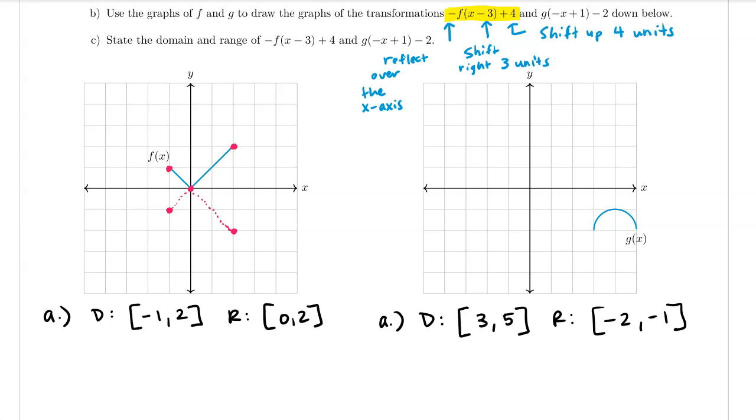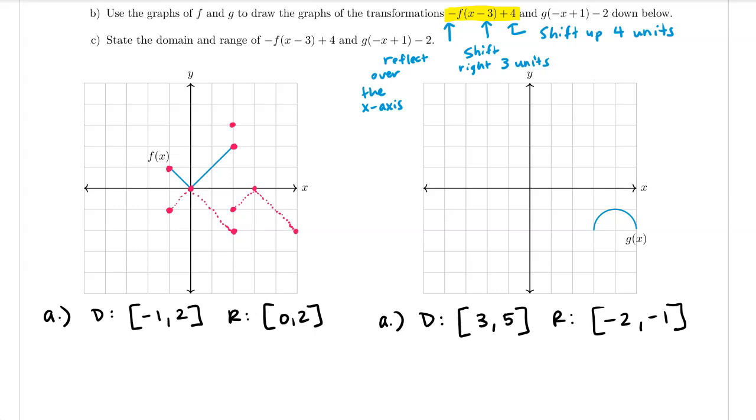So I'm taking all of my points of interest and I'm mapping them so they shift right 3 units. So I'm going to have a point here, a point here, and a point here. And I'm going to go ahead and, again, dash that in. So that's my next transformation. And then finally, we want to take all of those points of interest and shift them up 4 units. So I'll start with the left one.